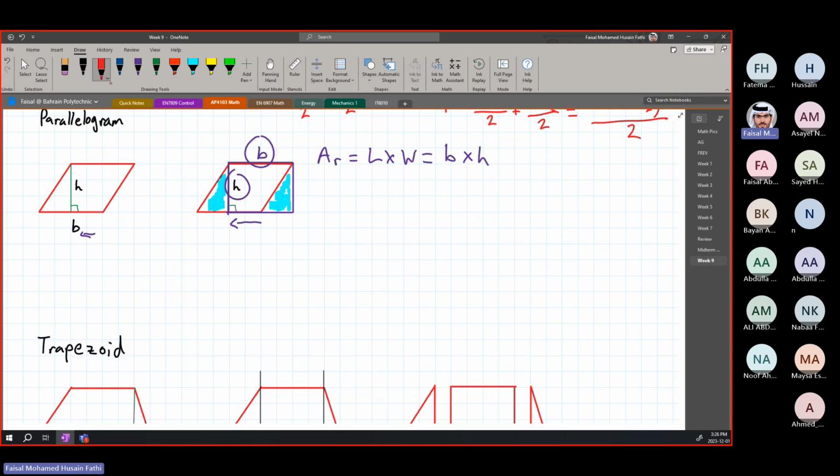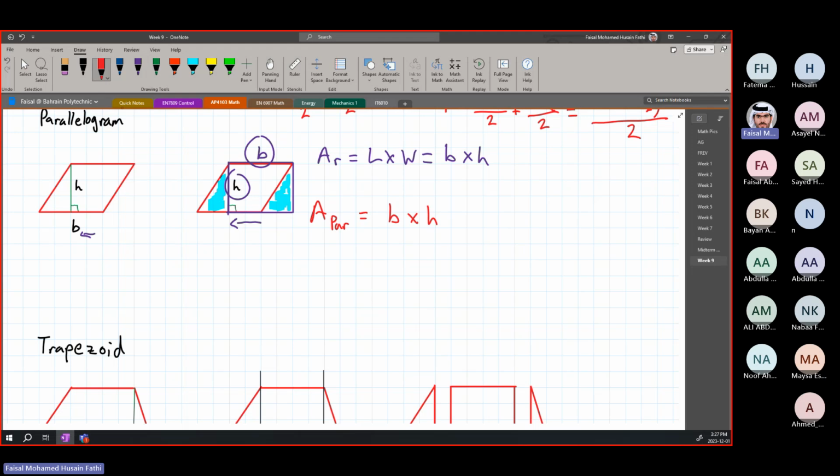So the area of the parallelogram is going to be equal to base times height, where the height is the perpendicular height. The height over here is the perpendicular height with the base of that parallelogram. All right? You don't take the slanted height. You take the straight line that forms a right angle with the base. And that's the area of a parallelogram.